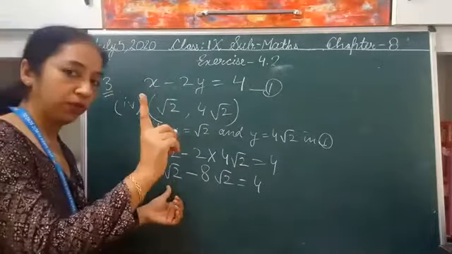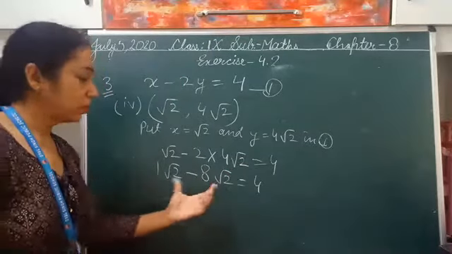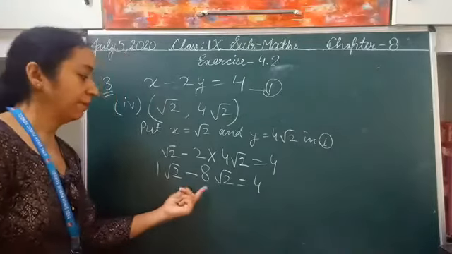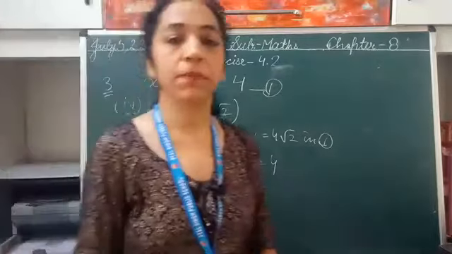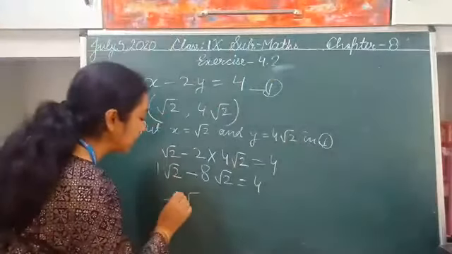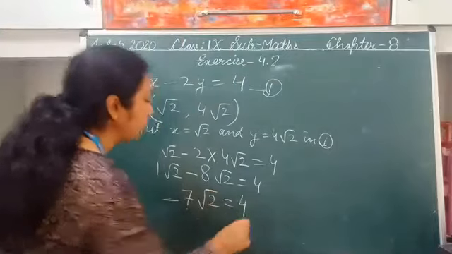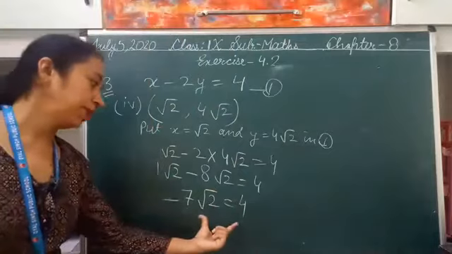यहाँ पर एक root 2 है, यहाँ पर कितने root 2 हैं? -8, right? So total अगर आप करेंगे तो कितने root 2 हो गए? एक ये रहा, -8 ये रहे, टोटल कितने हो गए? 1 minus 8 is -7. So total हमारे पास कितने root 2 बचे? -7 root 2 is equal to 4. Are the two equal? No, ये दोनों equal नहीं है, right?